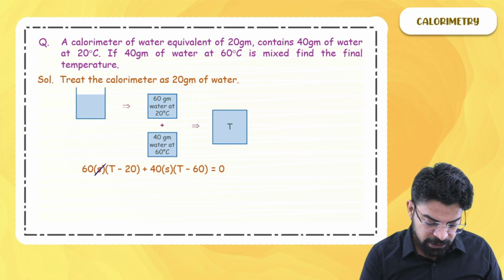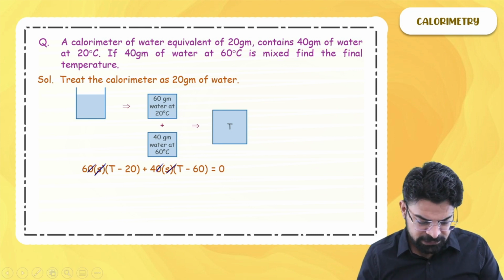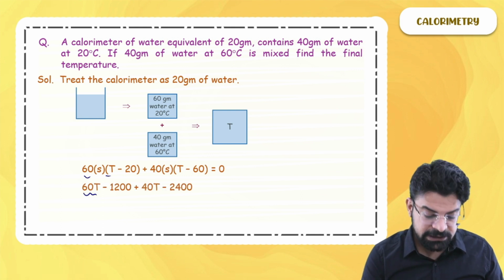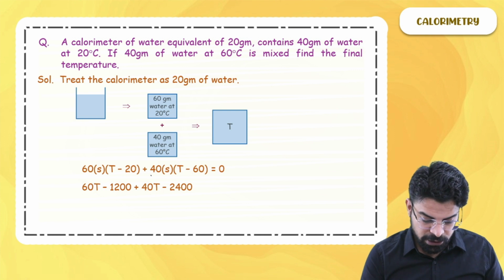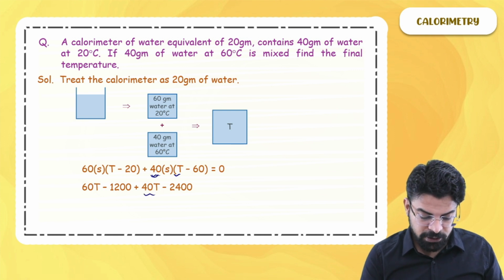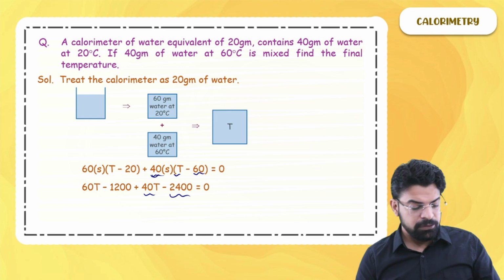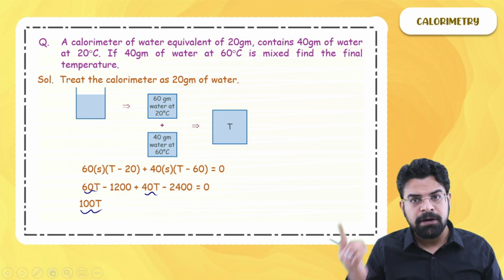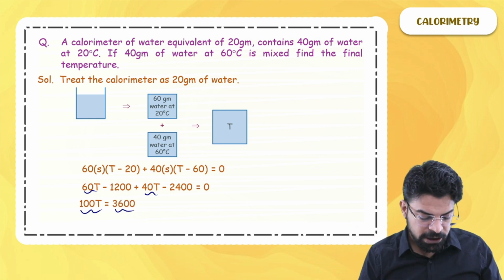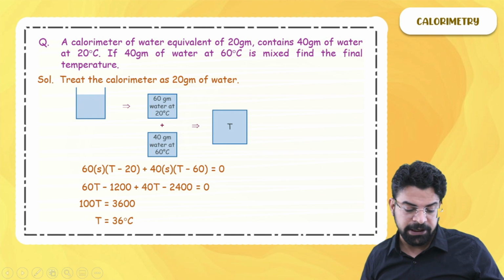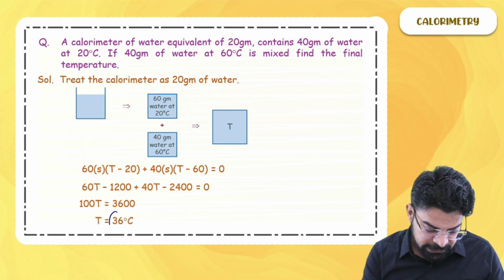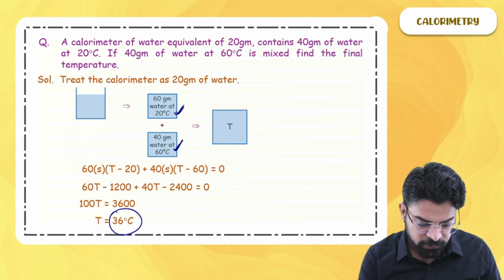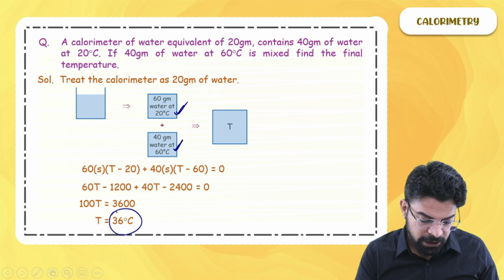So you can cancel out S, and 0 on both sides. On opening you will get 60T minus 60 into 20, 1200, plus 40T minus 40 into 60, 2400, equals 0. Now beta, 60T plus 40T becomes 100T. So 100T has to be equal to 1200 plus 2400, that is 3600. So the final temperature has to be 36 degrees centigrade. Notice that 36 degrees centigrade is less than the higher temperature of 60 and more than the lower temperature of 20. It lies in the range between 20 and 60.